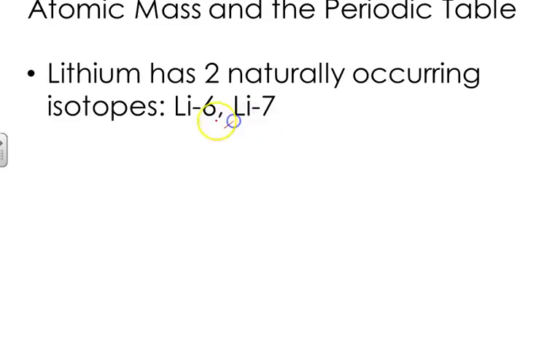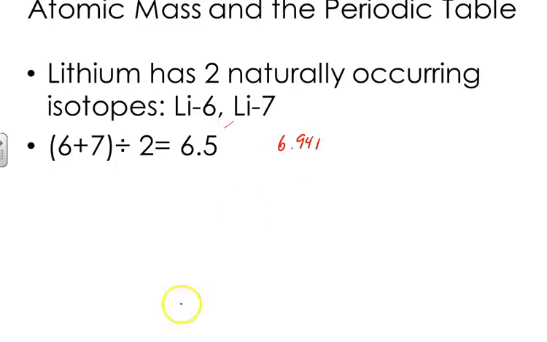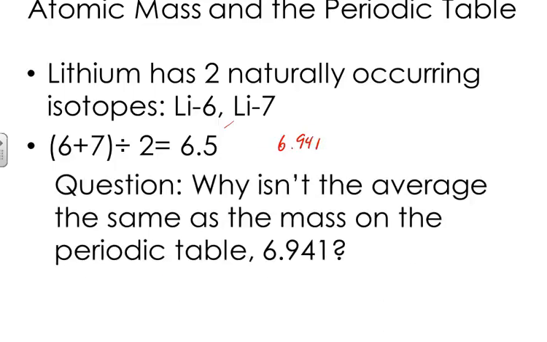So lithium has 2 isotopes, lithium-6 and lithium-7. If we look at that, then we could say 6 plus 7 divided by 2 is going to be 6.5. And remember, we had 6.941 as the actual number. So the question is now, why isn't the average the same as the mass on the periodic table? We just added 6 and 7 divided by 2. This is the value that we get for the average. Why is the average this instead?